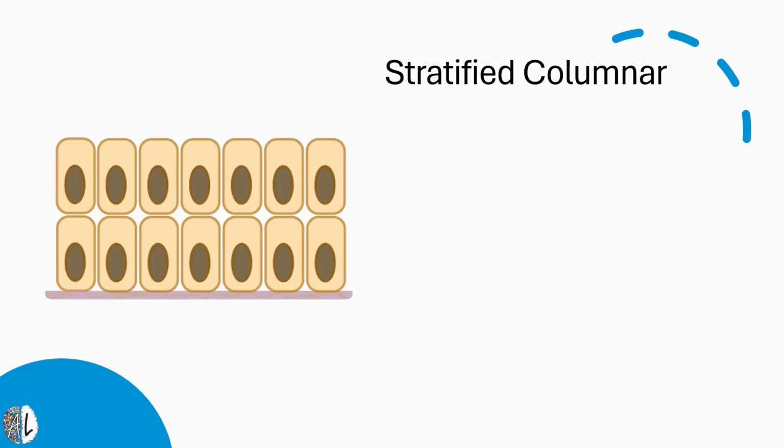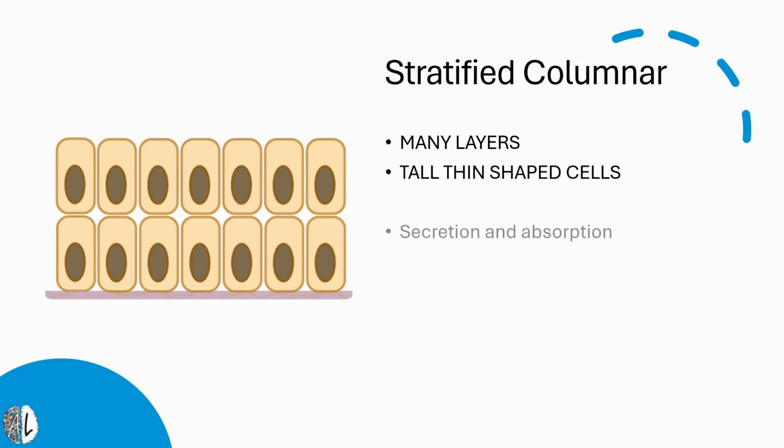Next, we have stratified columnar. So stratified, again, refers to being many layers, so more than one. But these are those nice, tall, thin, long-shaped cells. They do secretion and absorption. And they're pretty rare inside the body. So the one location that you're really going to see these a lot is inside the male urethra, is the primary location for this type of cell.